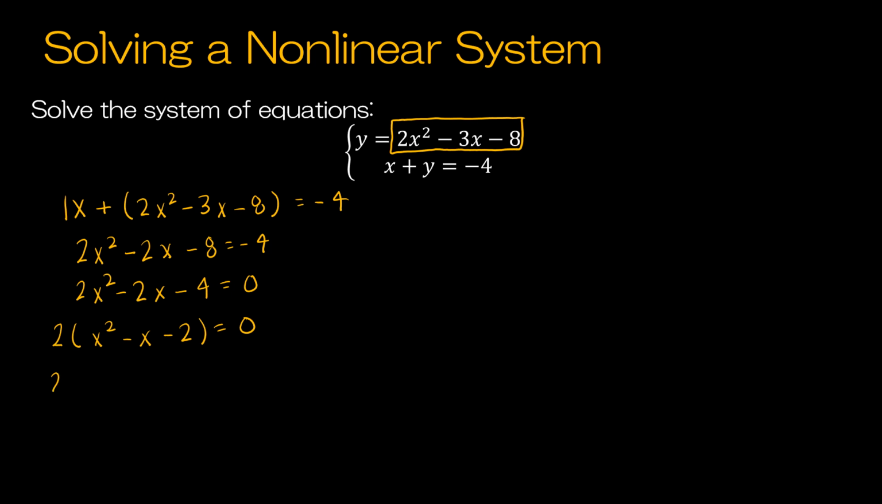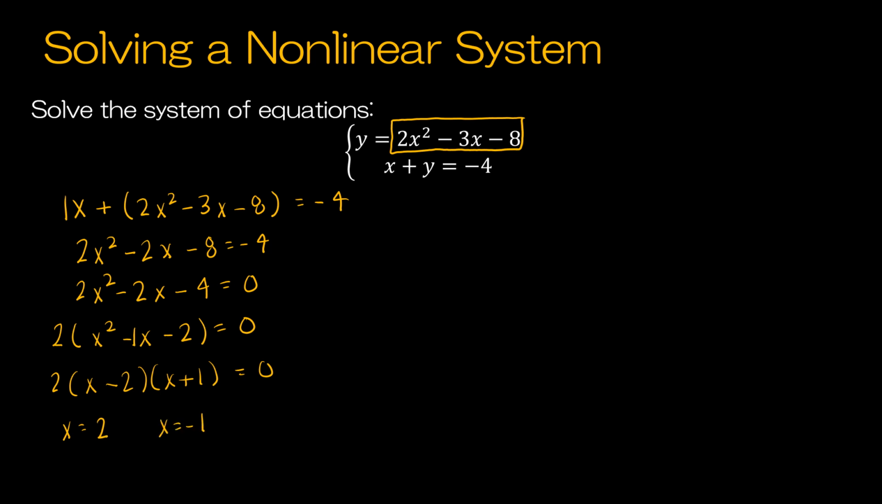And then I'm going to look for factors of 2 with a difference of 1, which would be -2 and +1, which means I now have two x values. X is +2 and x is -1.